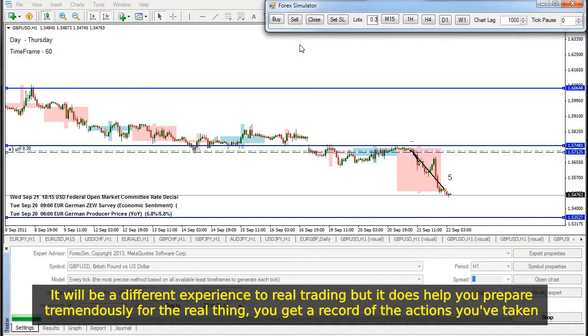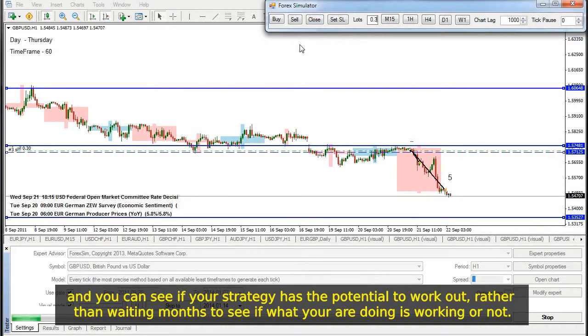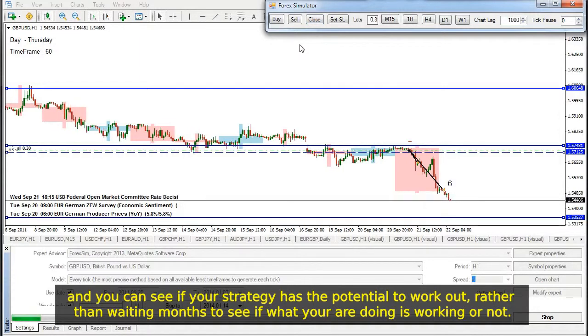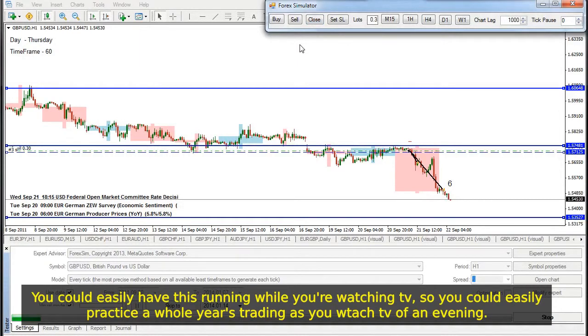You get a record of the actions you've taken, and you can see if your strategy has the potential to work out, rather than waiting months to see if what you are doing is working out or not. You could easily have this running while you're watching TV, so you could easily practice a whole year's trading as you watch TV of an evening.